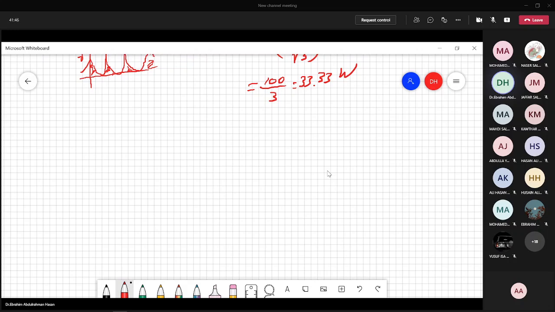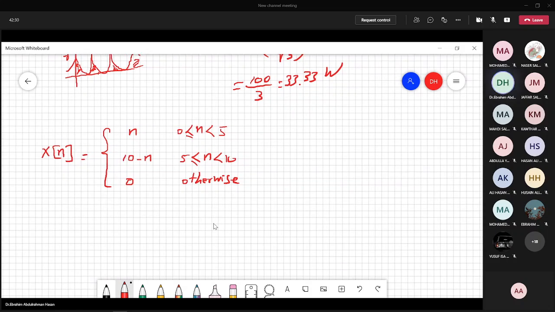Let's take another example here. Let me say that x of n is equal to n for n greater than 0 but less than 5, and it is equal to 10 minus n for n greater than or equal to 5 but less than 10, and it is 0 otherwise. Twice, like this.